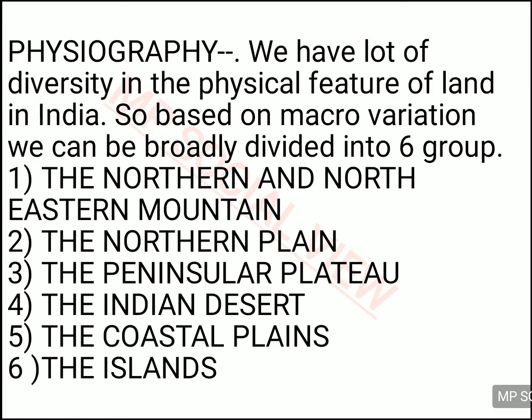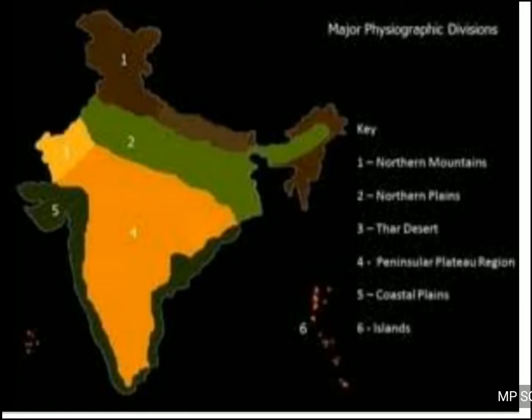So let's discuss it. As you can see in the map, the numbers are marked. The first number is showing you the Himalayan mountains and the northeastern mountains. The second number is showing you the Indian plain. The third number is showing you, on the western side of India near Rajasthan, the Thar desert of India. The fourth is the peninsular plateau of India. The fifth one is the coastal plain of India. Coastal plain means the plain which is near the sea coast.